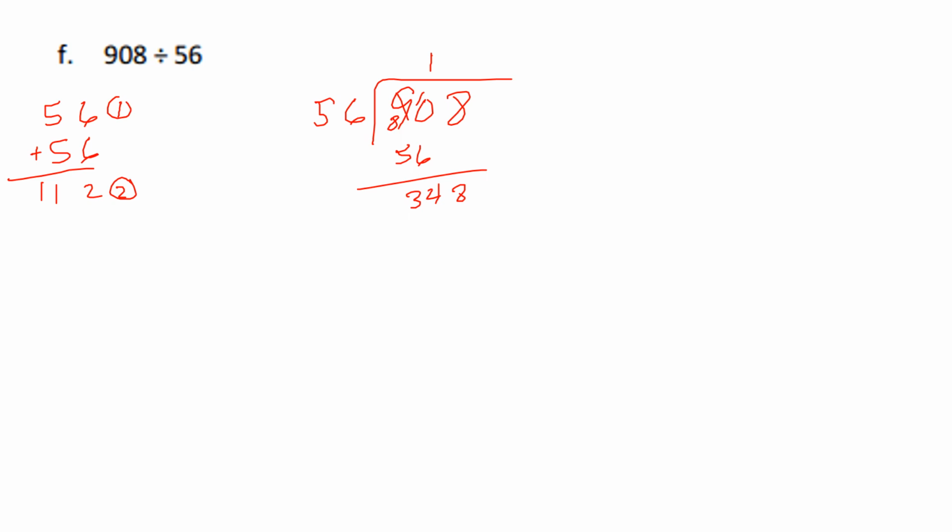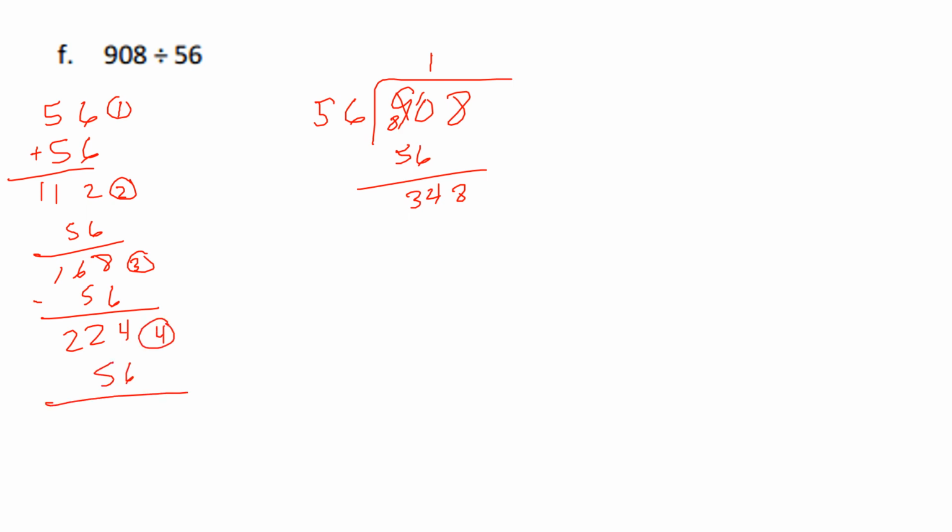Now I have 8. Now I can keep skip counting here. 56 would be 8, 6, 168, which would be a third multiple. 56 would be 14, 12, 224, which would be the fourth multiple. We can do 56 again. That'd be 10, 8, 280 for the fifth multiple. And we do 56 again, 336 for the sixth multiple. So we can see we'd end up going 6 multiples, and we know the multiplication would be 336.